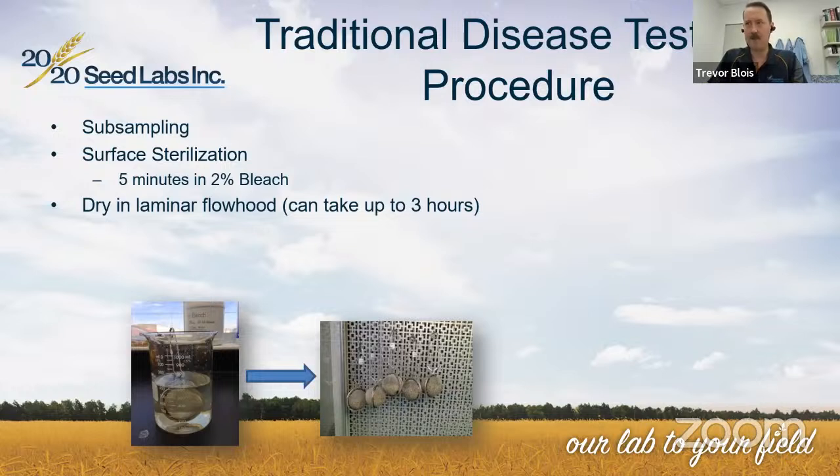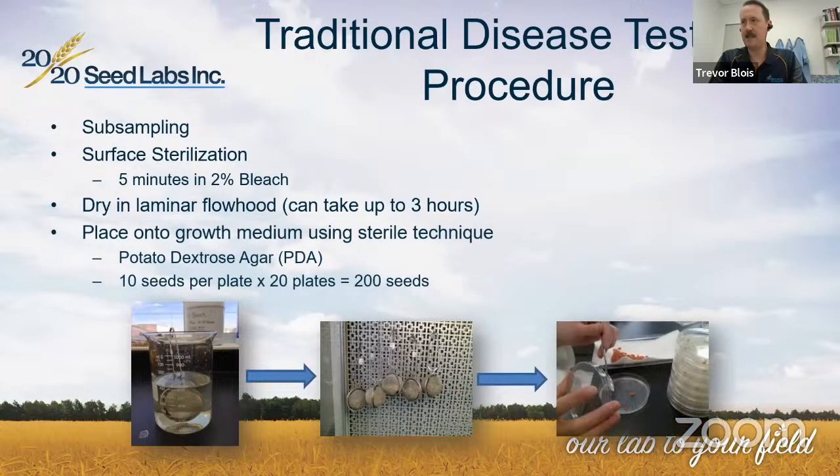We dry it in a laminar flow hood. This is a sterile environment. This takes up to 3 hours sometimes. And then we put it onto a fungal growth medium. We use PDA, potato dextrose agar. This is a broad spectrum fungal growth medium. Most fungi like to grow on it. It's pretty much just potato, sugars, and jello. We do 10 seeds per plate and 20 plates, about 200 seeds total, so we can determine that percent infection exactly.